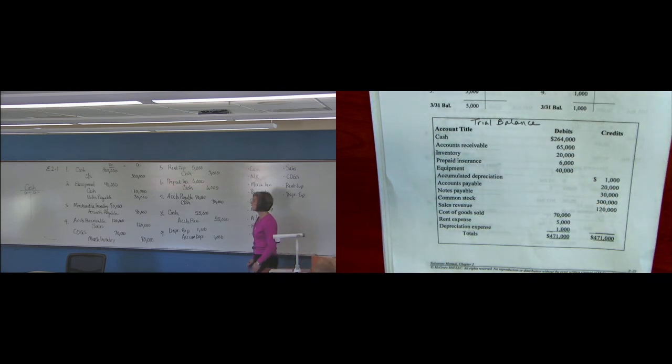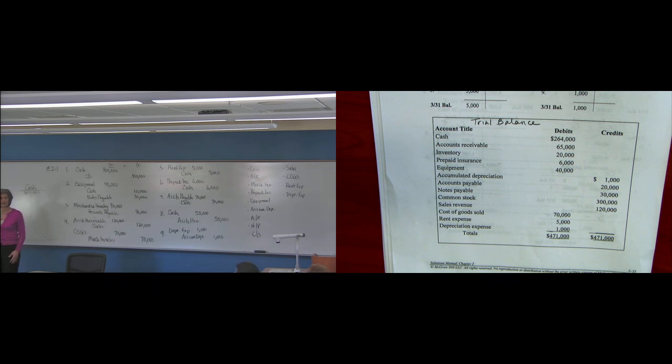Why do we do that? Notice that we've got cash, accounts receivable, inventory, prepaid insurance, equipment, all debits. We jump over to accumulated depreciation, notes payable, accounts payable, common stock, revenue, all credits. We switch back over to expenses, and those are debits. The purpose of this is to make sure that I did those first two steps correctly. I journalized and I posted correctly. It's very easy to make a mistake. Now, I add up my debits, 471, I add up my credits, 471, they're equal.